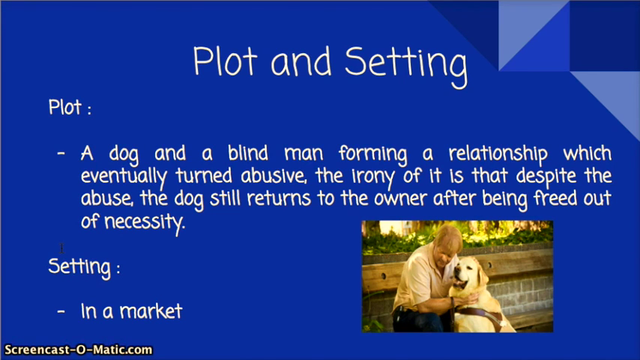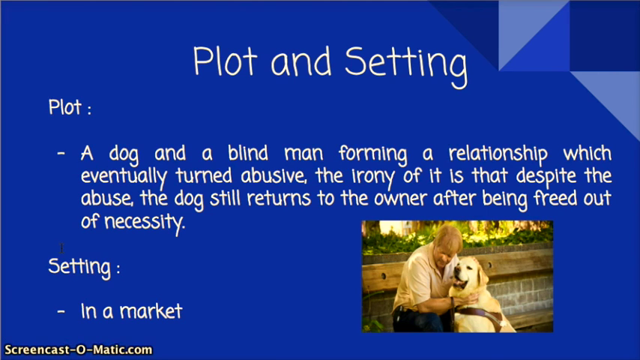His master also becomes more and more greedy, realizing he can use the dog to guide him around the market and in the process make more money than what he used to make while sitting on the floor.